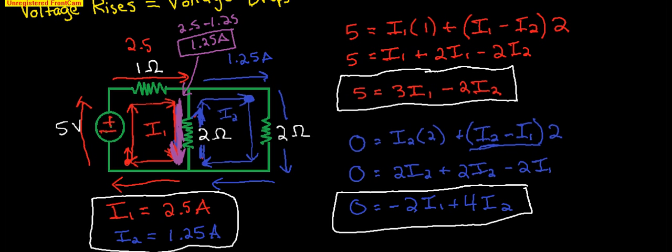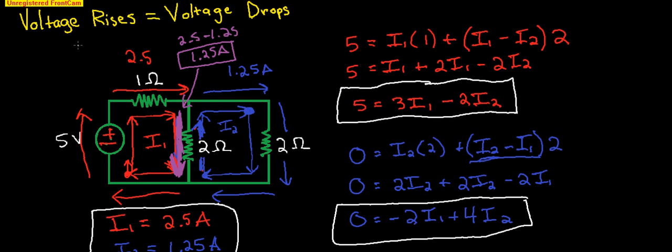Alright, so main takeaways from this video. The voltage rises equal the voltage drops when we're going around our loop, and our mesh currents are tools for figuring out the real currents. That's all I got for you guys.